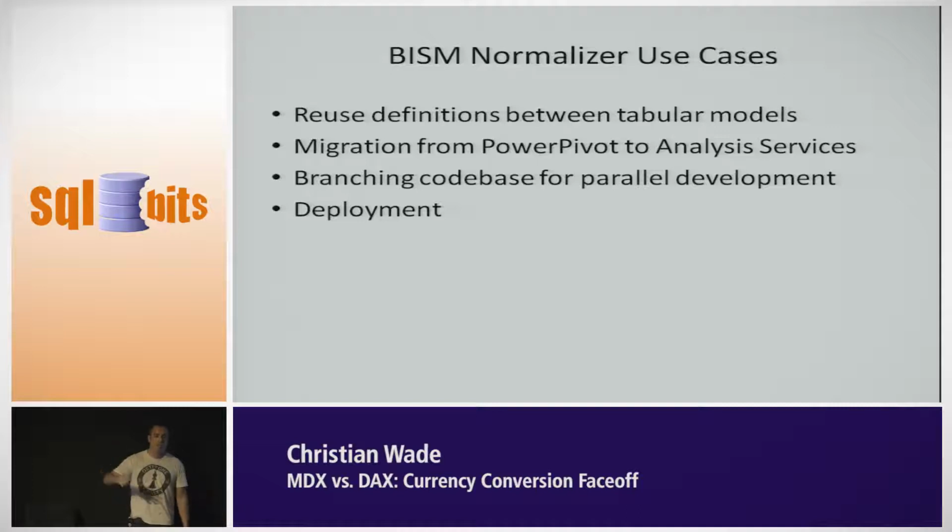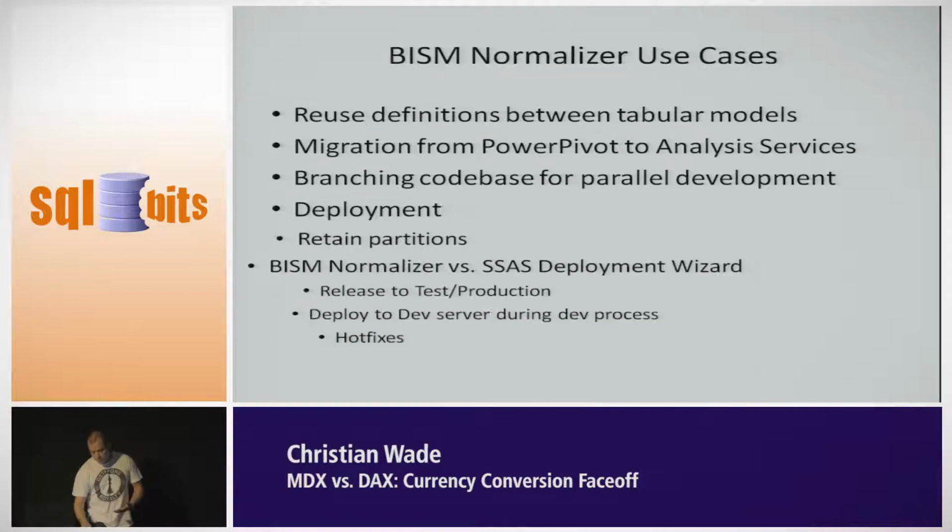For us, with the XMLA behind the BIM file, it's practically impossible without a tool like BISM Normalizer. Another variation of that use case is that you can only have one developer on a project at a time because there's one BIM file for the whole project. With BISM Normalizer, you can have multiple developers work in parallel and merge the changes when they're done.